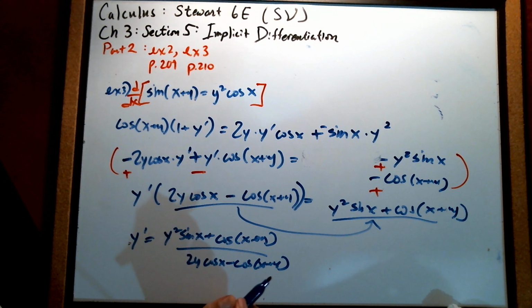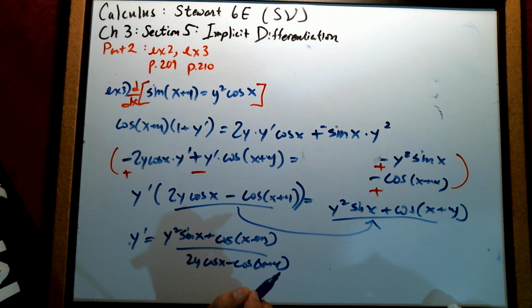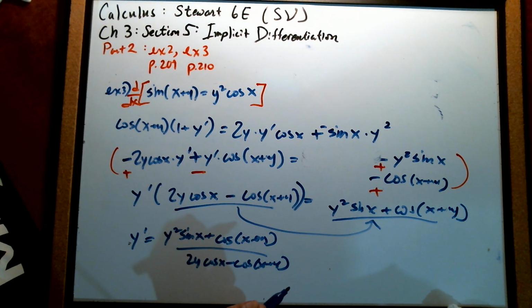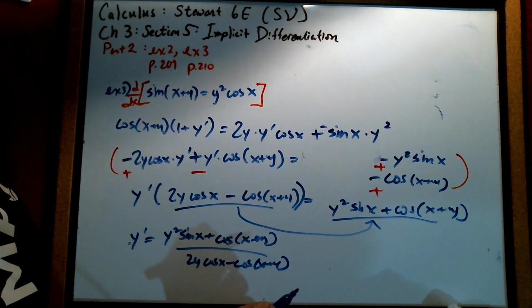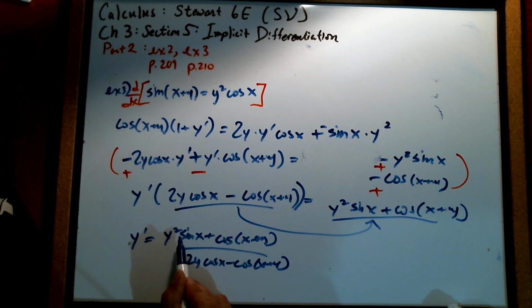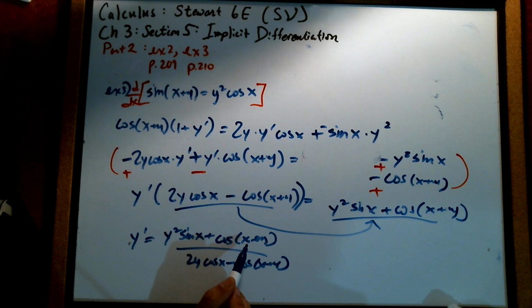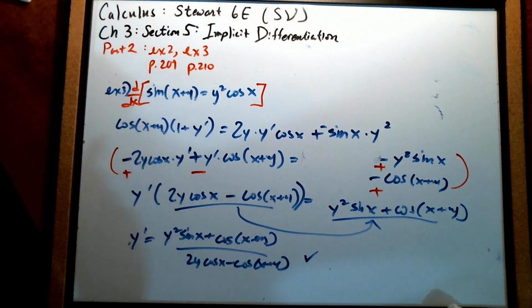I'm going to just check my work on that. Example number 3. The answer for that is on the top of page 211. Y squared sine of x plus cosine of x plus y over 2y cosine of x. Yep, I get it. Just right.